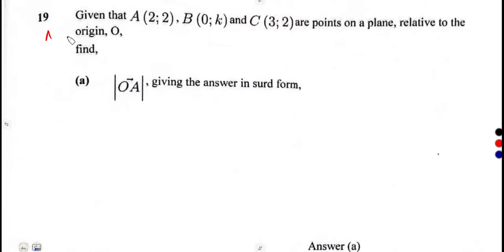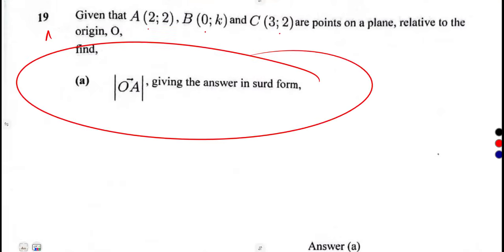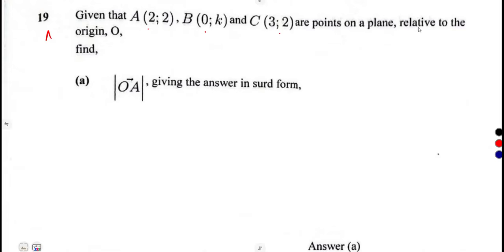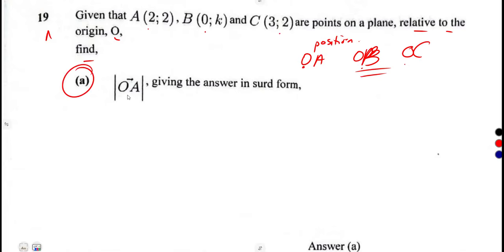Number 19, you are given the point A, the point B, the point C. So check the playlist. I talked about these vectors from your form 3. All right, so they are taken relative to the origin. As taken from the origin, we obtain position vectors OA, OB, OC. Those are position vectors from the origin. So A, find the magnitude of vector OA, and leave your answer in surd form.